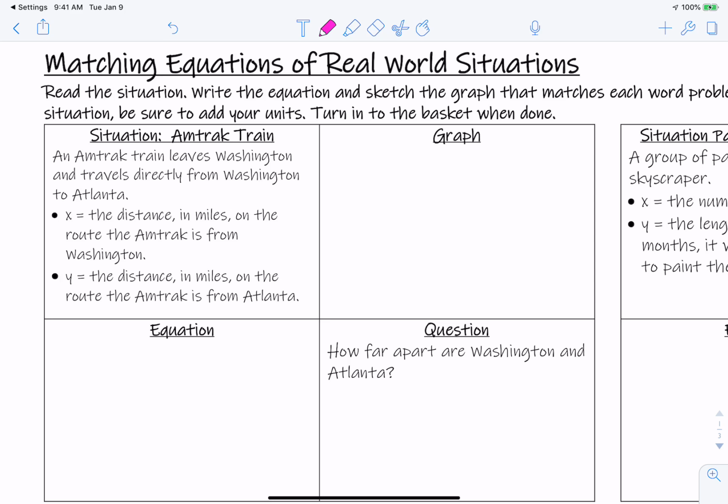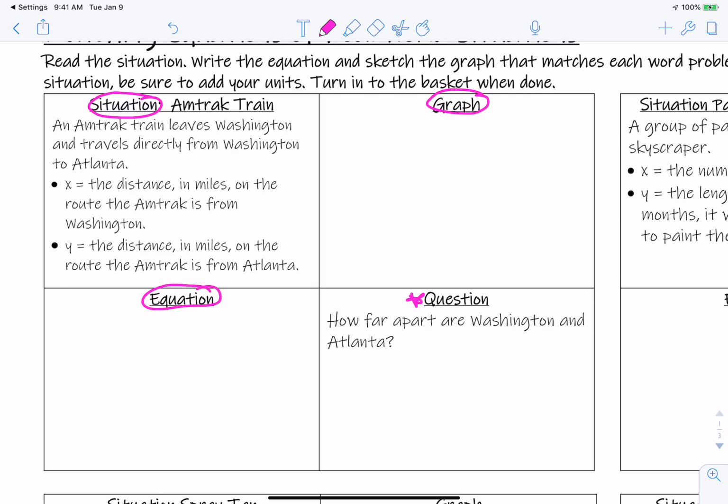When you get to the station, you're going to be given a card that has the situation on it that will match exactly what you see here. Then you're going to get cards that have graphs on them, and then cards that have equations, and then you're going to have to actually answer the question once you find the other things that correlate. So I'm actually going to do the first one for you. I'm going to show you what the answer would be, and we're going to talk about why.